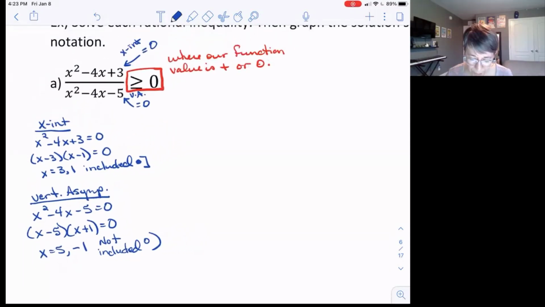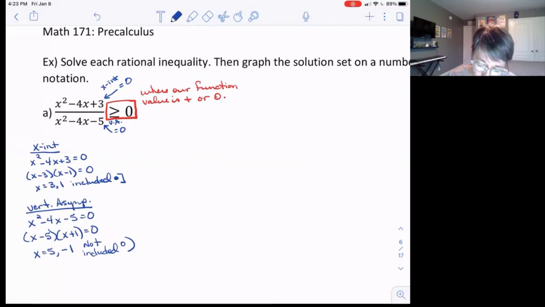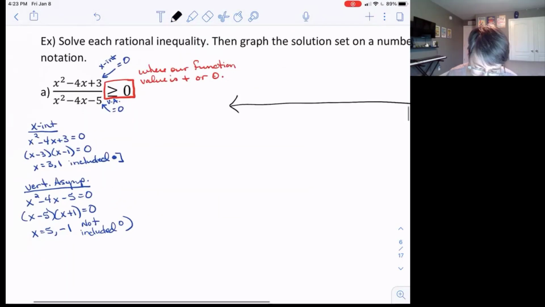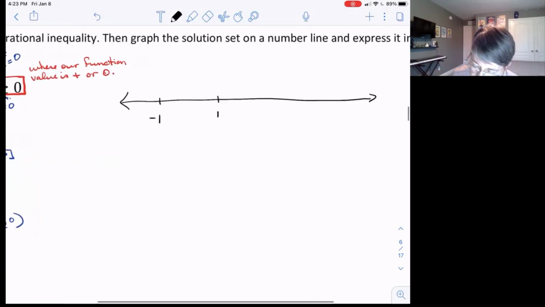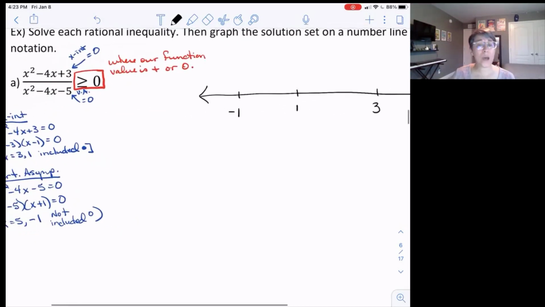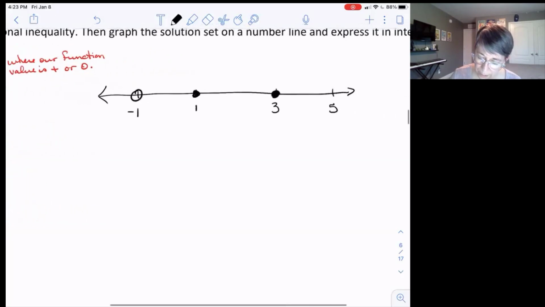So let's plot these 4 on our number line. Now be sure that you plot them in order. -1 is our smallest. +1 is our next. Then we have 3 and 5. And I recommend go ahead and make them colored in circles, like 3 and 1 are included because we have the or equals to. And then open circles at the -1 and the 5.